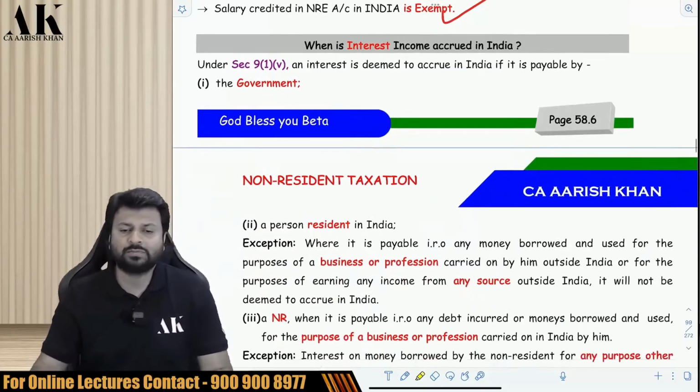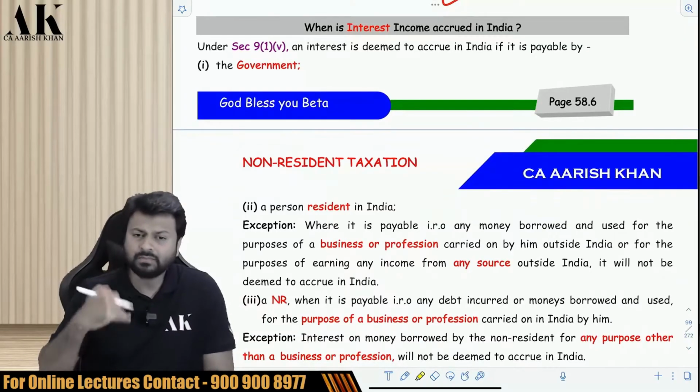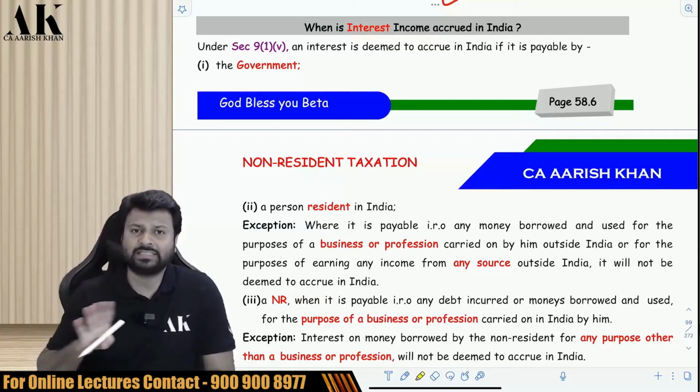Let's move on to the next part. Here, the residential status completes from every angle. Now, let's move on to the next part, that is interest, royalty and FTS taxability in detail.